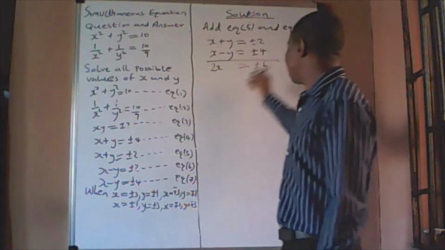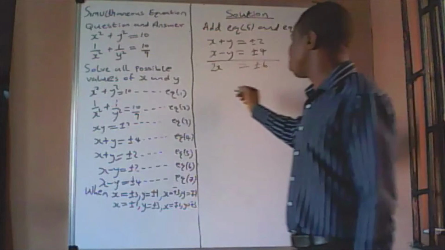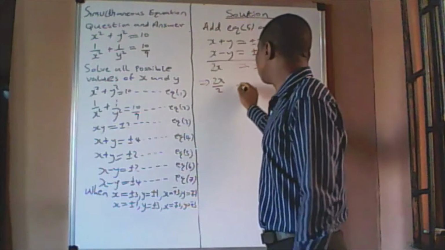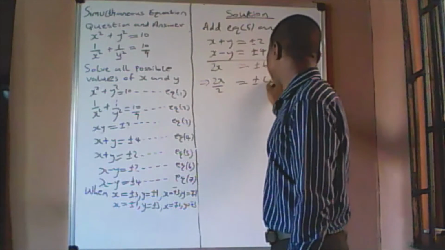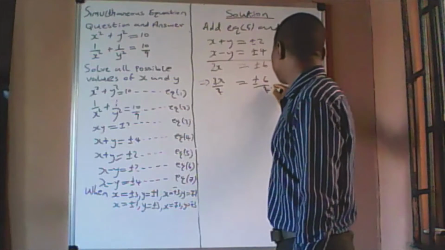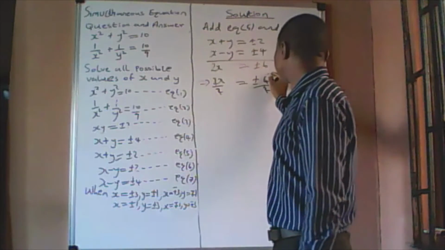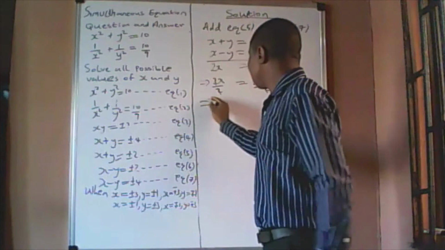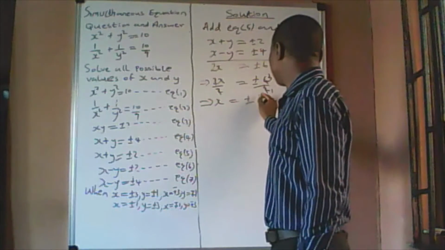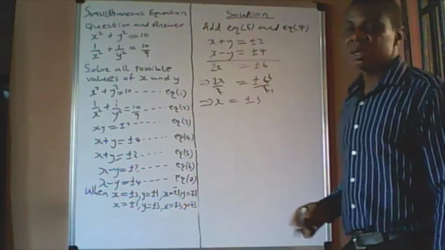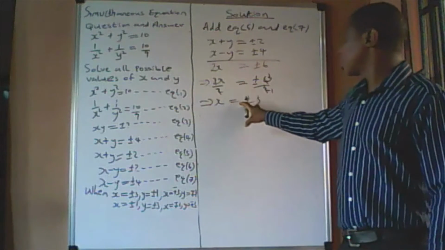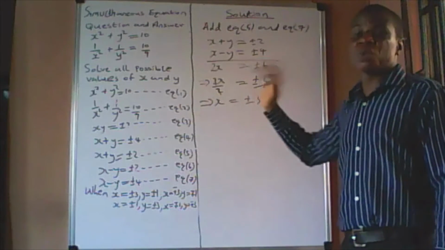Now we are going to divide both sides by 2. It implies 2x divided by 2 is equal to plus or minus 6 divided by 2. 2 cancels 2, remains x. 2 cancels, 1 here, 3. It implies x is equal to plus or minus 3. We are going to substitute the value of x equal to plus or minus 3 into equation 3.